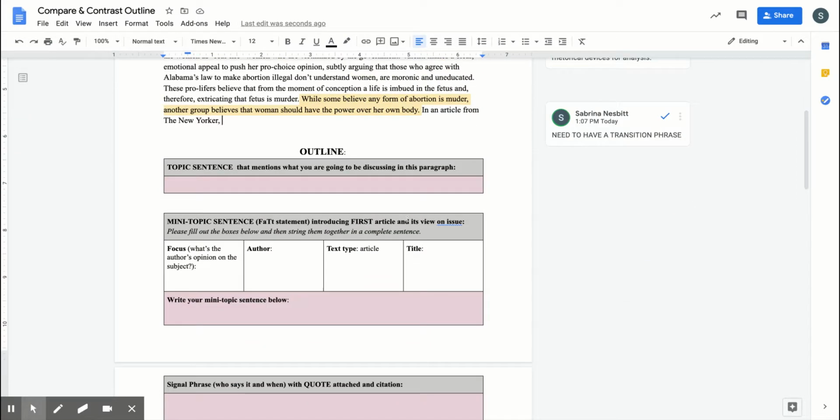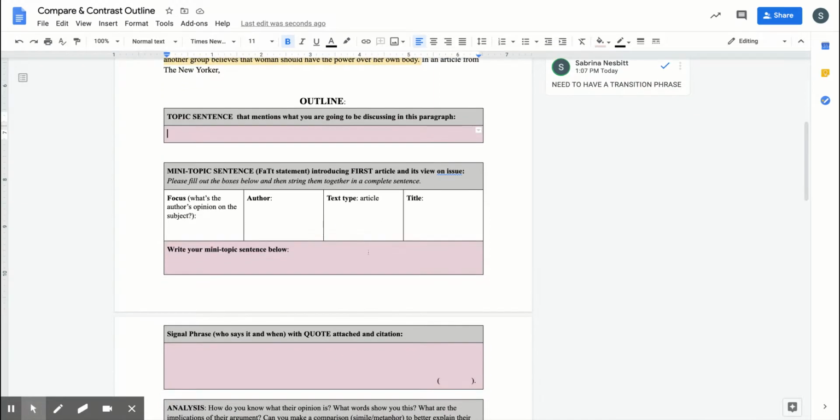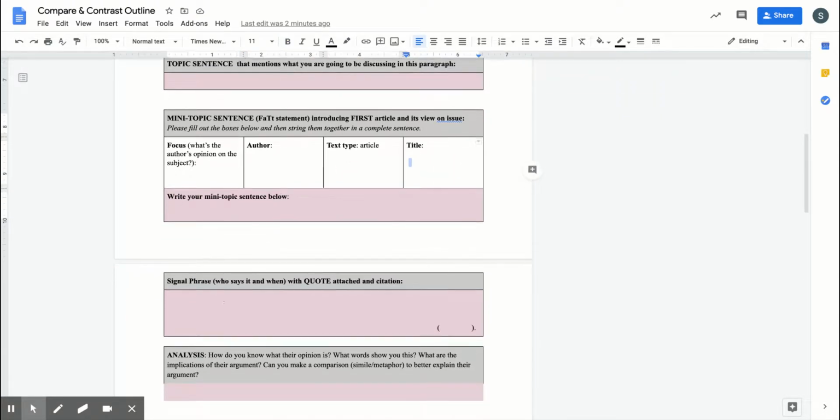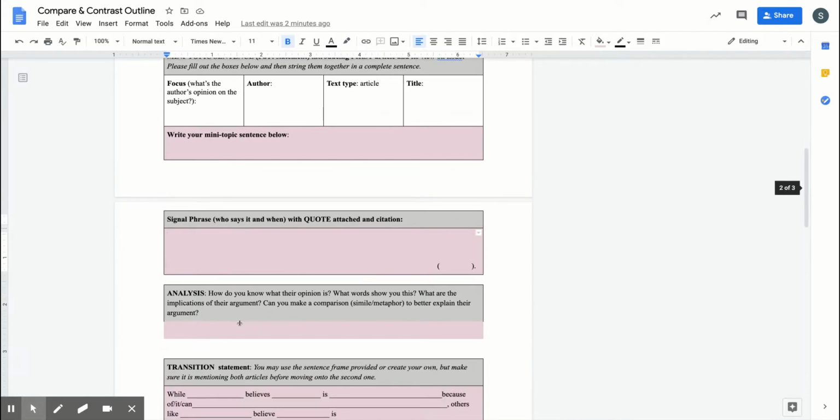The rest of this document will help you formulate your thoughts about the issue. So what you're going to do is you're going to read what is in the blue, and you are going to respond to that in the pink, depending on your amendment and the issue. So your topic sentence should say, what are the issues you're talking about and what are the sides? Your mini topic sentence has the fat elements, and you'll write that below once you've filled out these boxes. And then you'll have the signal phrase. Who speaks this quote? Have your citation, and then analyze it.